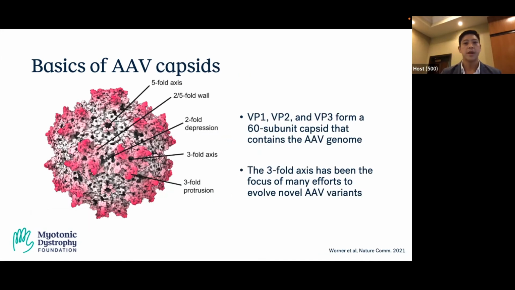And this particle is made up of a 60 subunit capsid of VP1, 2, and 3 that captures that whole genome inside. And there are different surfaces on the capsid that have been the subject of a lot of engineering in the past years. One of the really hot locations is that 3-fold axis, that interface between the VP proteins in which people have been able to add short peptide sequences to give the virus new behaviors, new tropisms, affinity for different receptors, different abilities to enter different cells. And so that's a little bit about AAV.